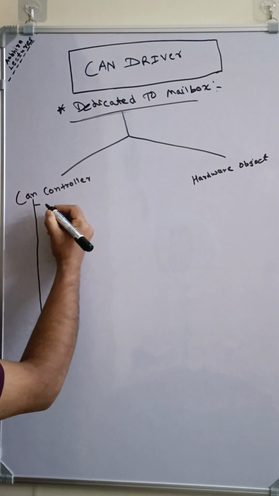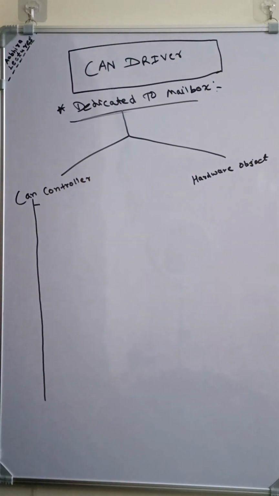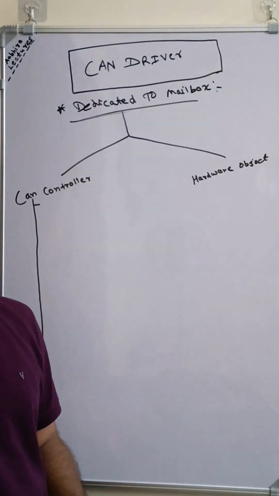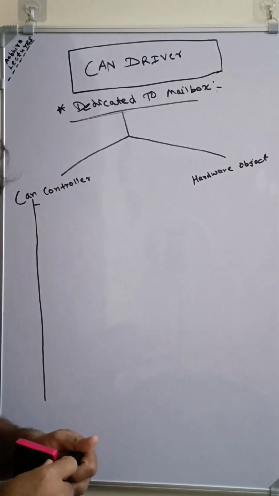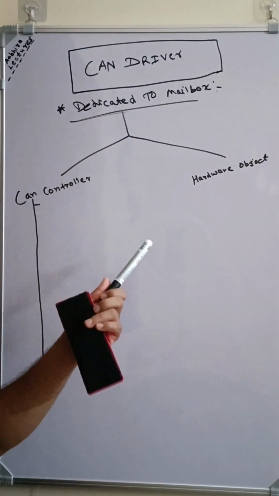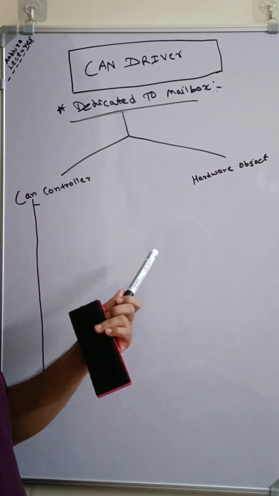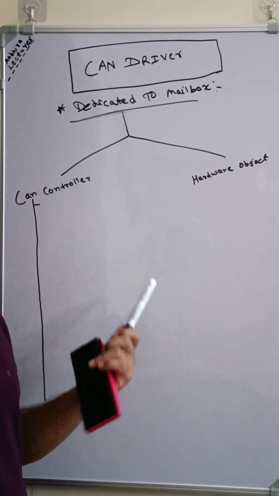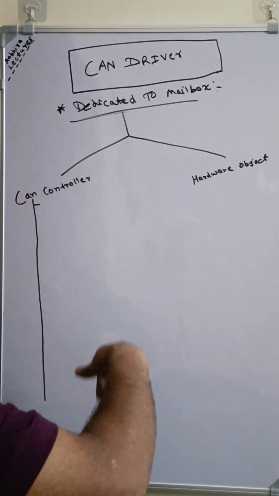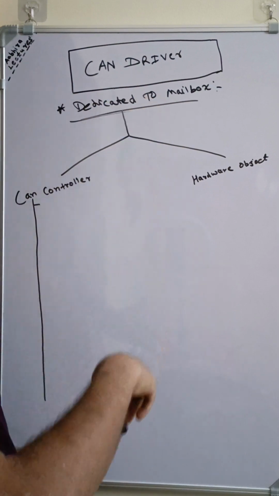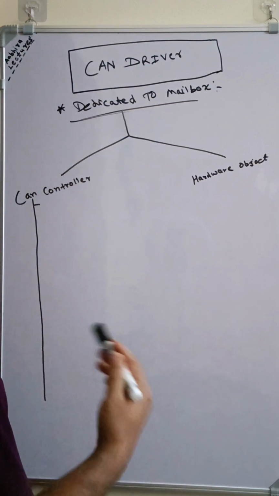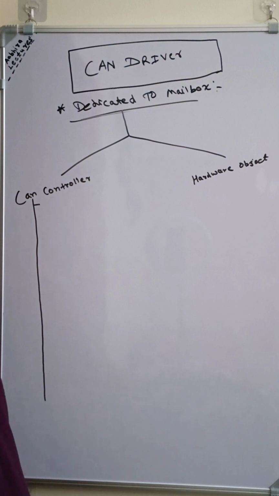Coming to the parameters, which tool do we have to use to configure them? There is the EB tresos tool from Elektrobit. There we are going to configure all the parameters. Each module has some parameters which have to be configured in the AUTOSAR stack. In this, we have to configure the CAN controller.